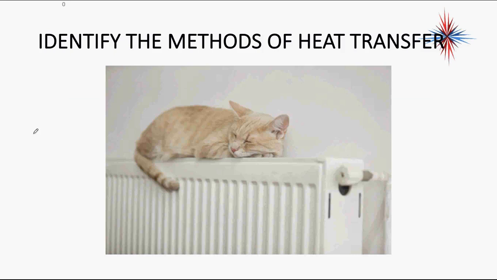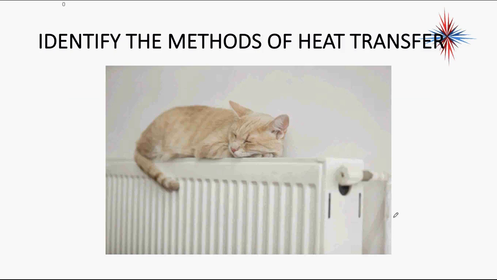How's the heat getting from the radiator to the cat? Convection. Two of you said it at the same time. Convection. Well, is the cat in direct contact with the heat source? So conduction. Okay. Now, there are three methods here, but directly from the radiator to the cat, that's conduction.